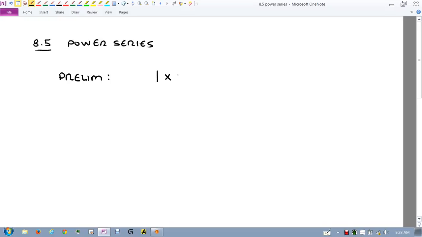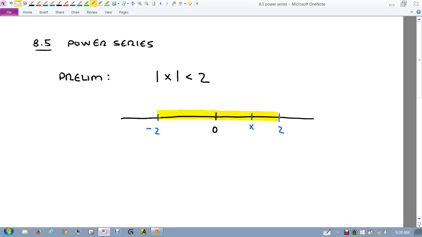If I say the absolute value of x is less than 2, then what I mean is, on a number line, the distance between the value x and 0 must be less than 2, which means that you must live on the number line somewhere in here. Now I'm going to write it a different way up here so that you'll see it, hopefully, more clearly. That's the same thing, right?